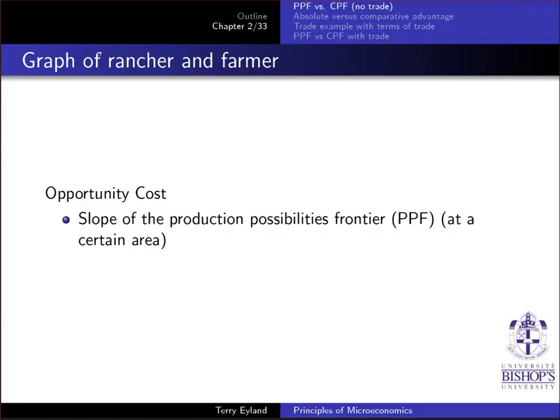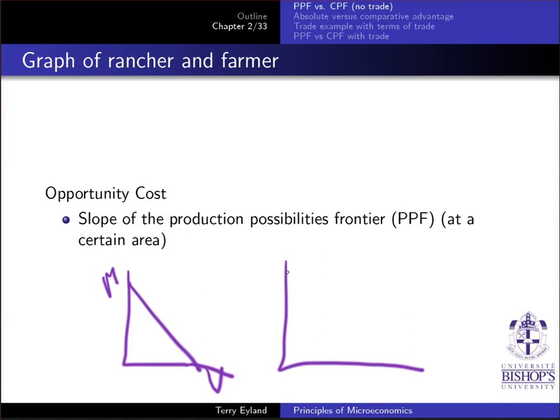So my opportunity cost, as mentioned a second ago, is the slope of the production possibilities frontier at a certain area. Here, since the lines are straight, or linear, the slope will always be the same between meat and vegetables. However, we could have an example where the slope looks something like this. The production possibilities frontier between good X and good Y could have this kind of shape. And this is why we say that the opportunity cost is the slope at a certain area.